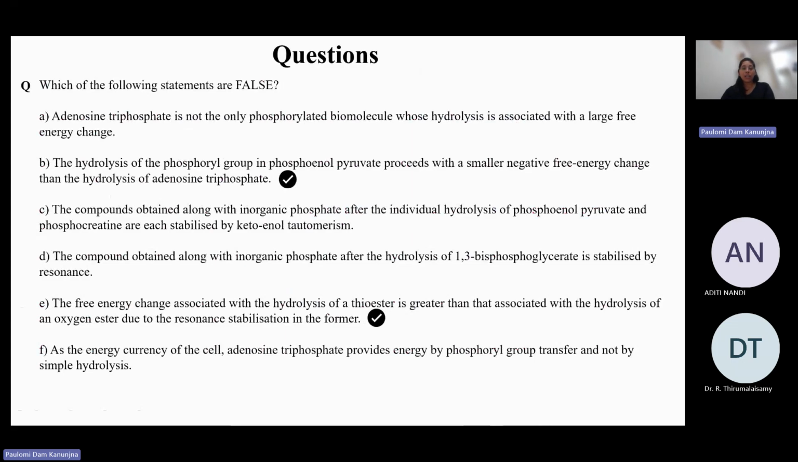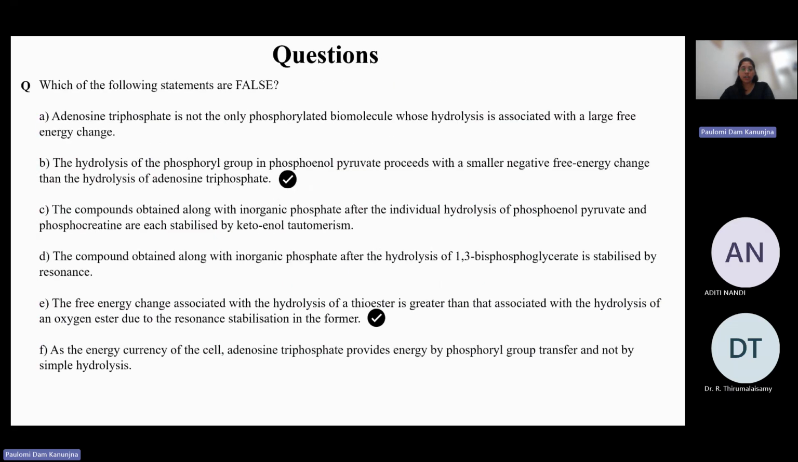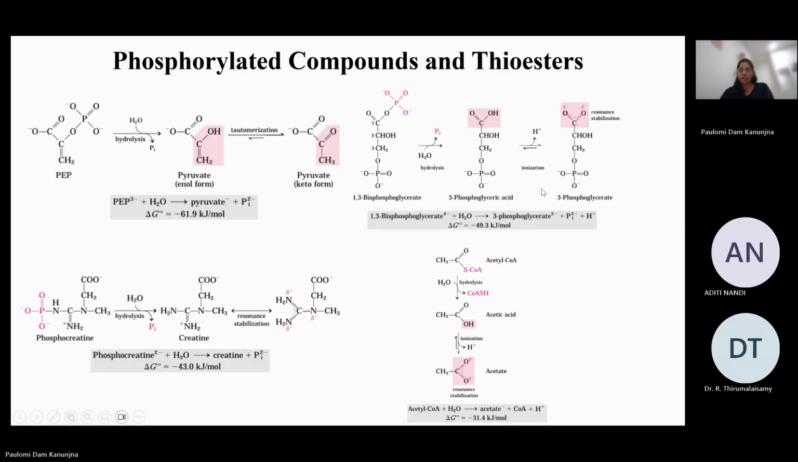Third, the compound obtained along with inorganic phosphate after the individual hydrolysis of PEP and phosphocreatine are each stabilized by keto-enol tautomerism. So if you see here, phosphocreatine gives you a creatine which undergoes resonance stabilization, and that is also because of tautomerization. Similarly, pyruvate has enol form, so it undergoes keto-enol tautomerization, right? And then we have D. The compound obtained with inorganic phosphate after the hydrolysis of bisphosphoglycerate is stabilized by resonance, which is here, again stabilized by resonance. So resonance stabilization.